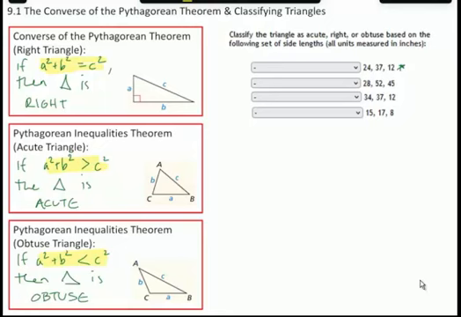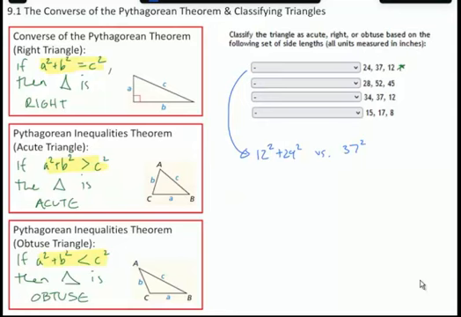All right, so if we look at this first example, remember, you're not just going from left to right, right? It's not A is 24, B is 37, C is 12. You're going to take the two smaller sides, square them. So if I work this first one, I have my smallest side 12 squared, my next smallest side 24 squared, and I'm comparing this to 37 squared.